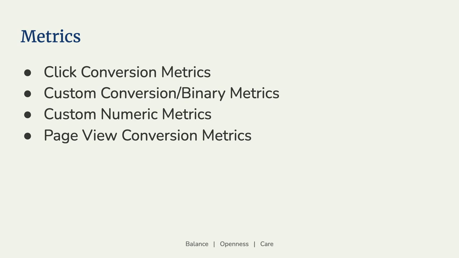LaunchDarkly supports four different types. Click conversion metrics, which are how many times something is clicked. Custom conversion metrics, how many times an arbitrary event happens, such as some service being called. Custom numeric metrics, they track numeric values against a baseline. For example, this could be used in a shopping cart where you want to know how many items are in a cart when somebody's checking out. And finally, page view conversion metrics is how many times a page is viewed.